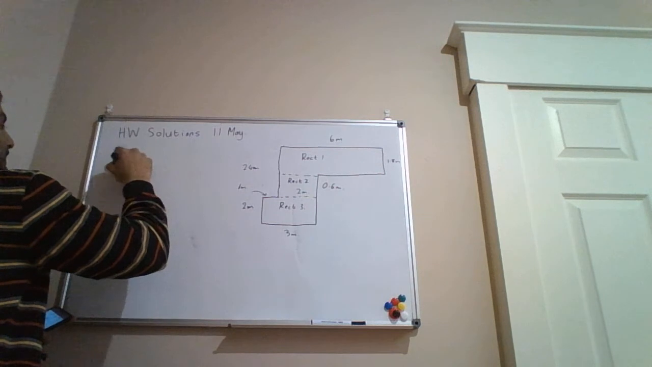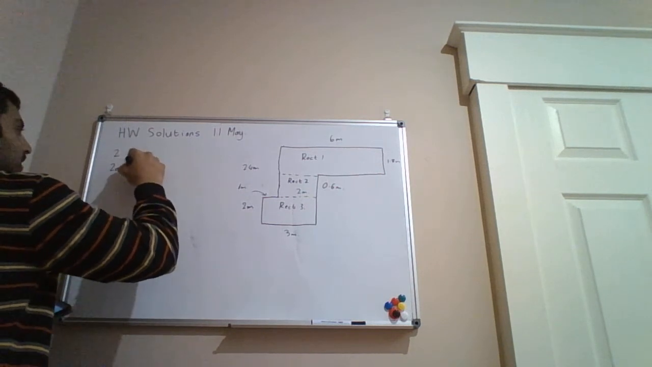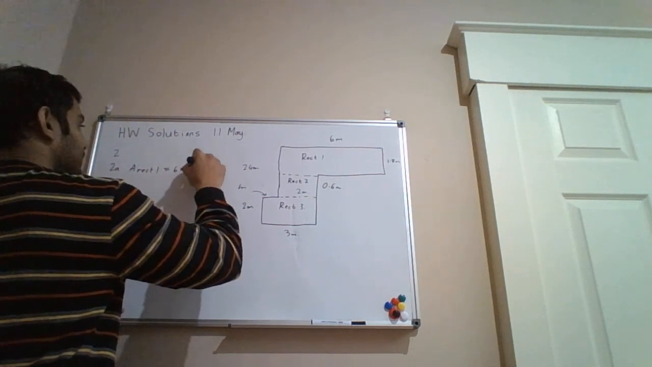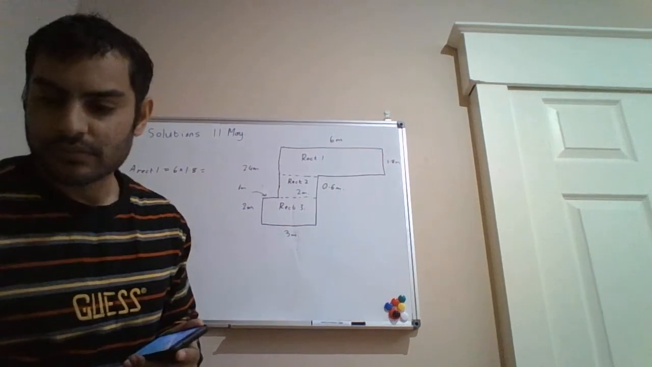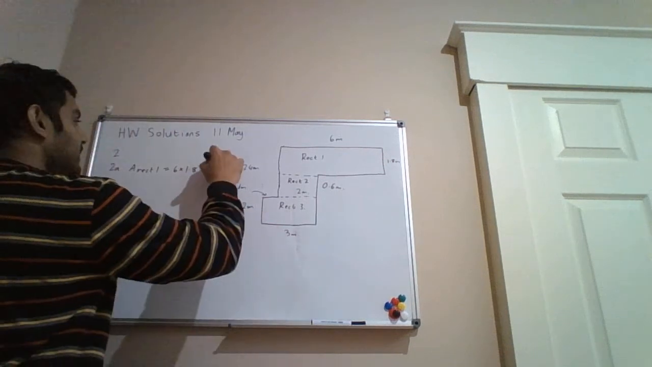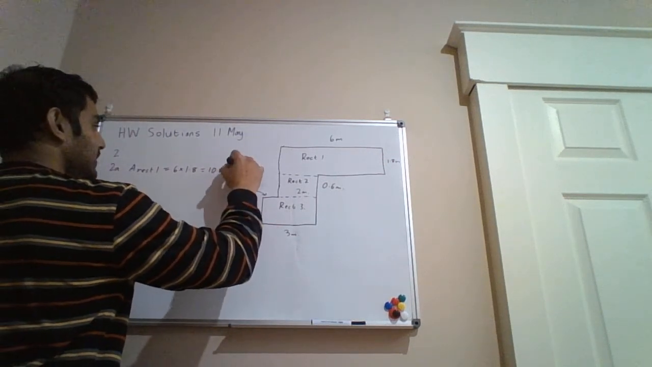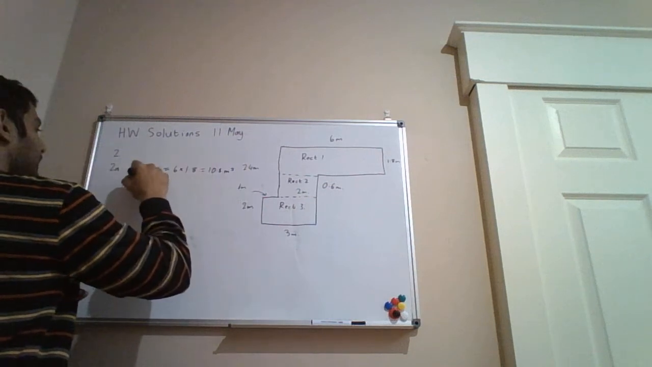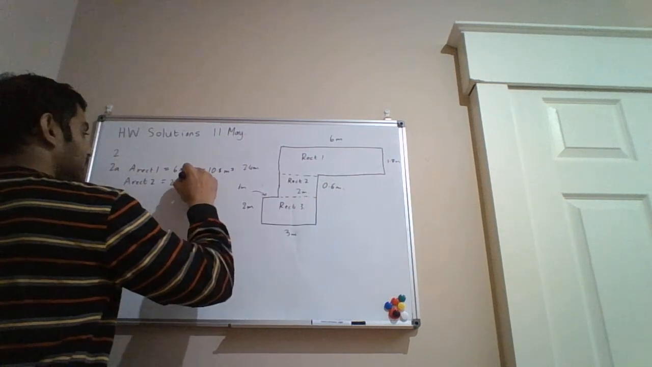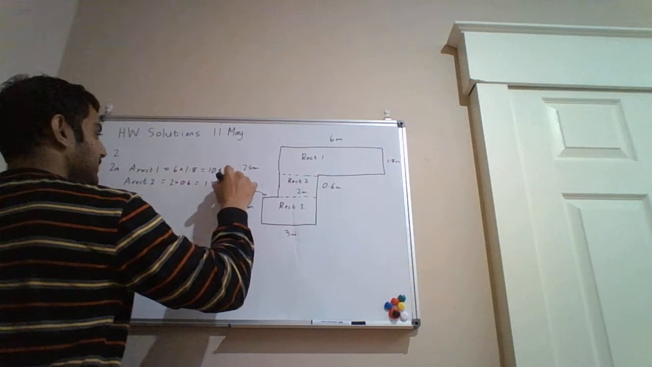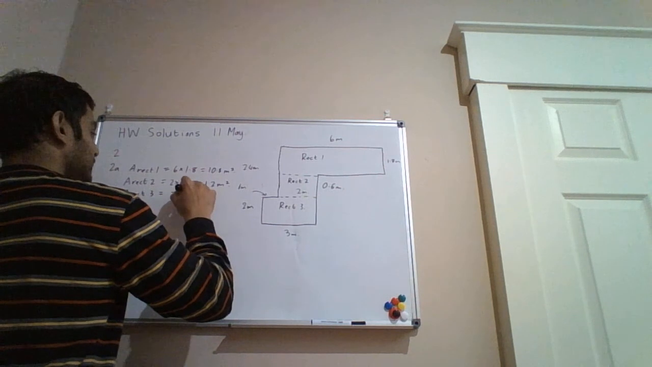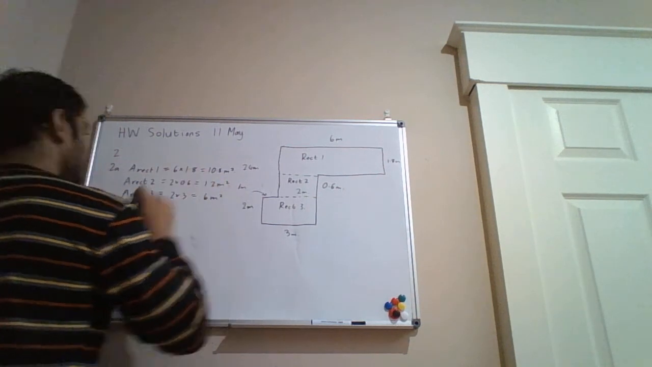So for 2a, that's to find the number of tiles. Area of rectangle 1, it's 6 times 1.8. That's 10.8. And don't forget our unit, meters squared. Area of rectangle 2, it's going to be 2 times 0.6, which is 1.2 meters squared. Area of rectangle 3 equals 2 times 3, which is 6 meters squared.